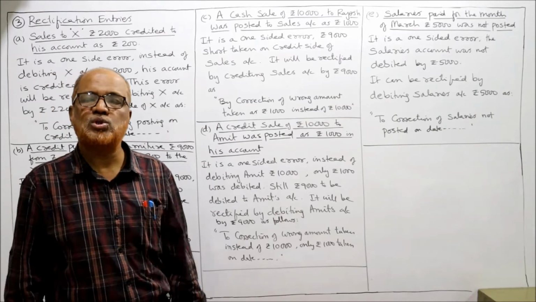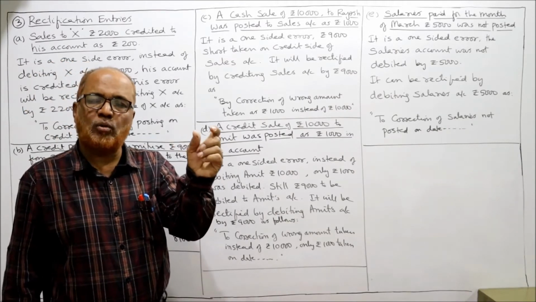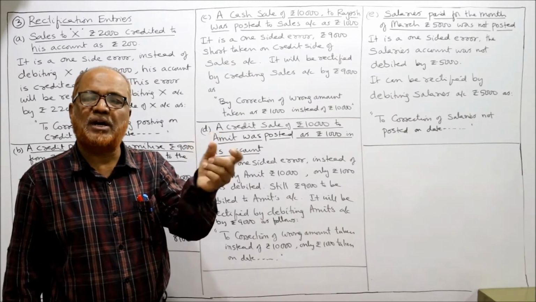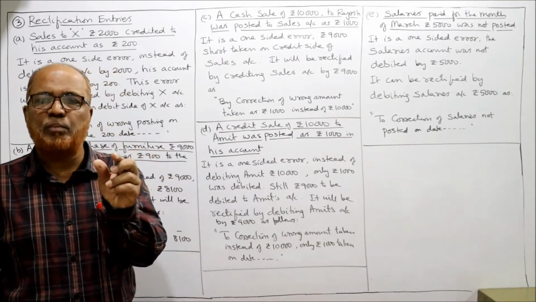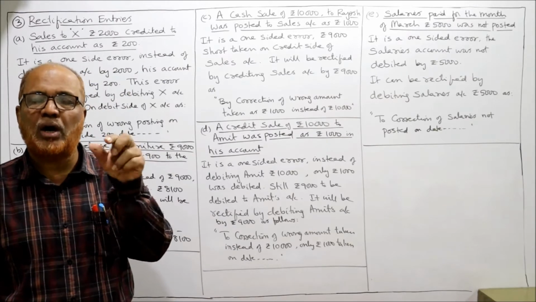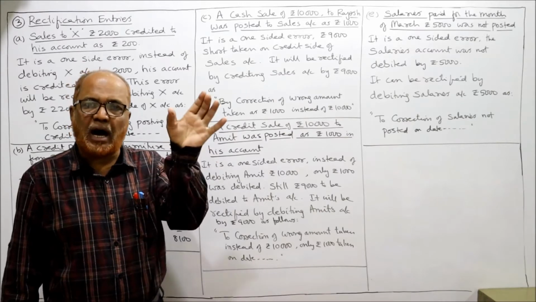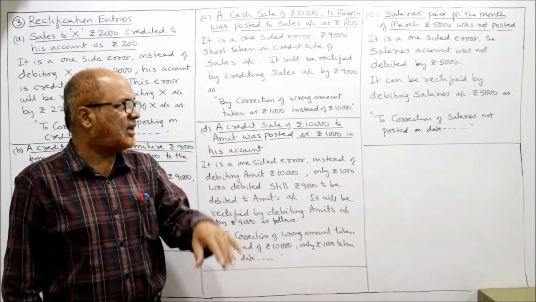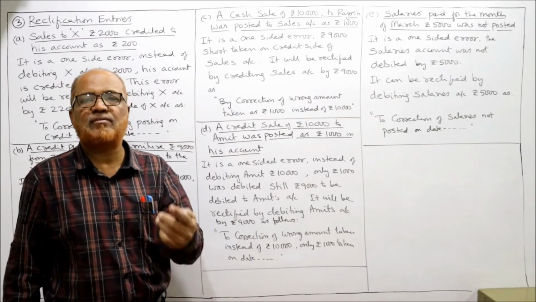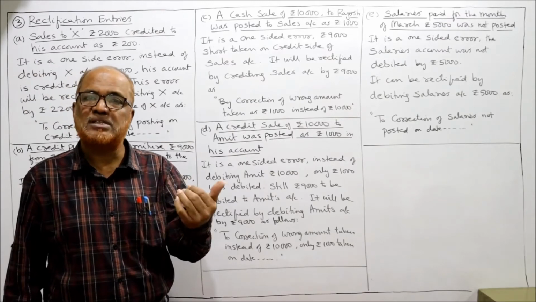Actually, we sold the goods for 10,000. So we have to take 10,000 rupees to Amit's account, debit side. But instead of 10,000, we have taken only 1,000. So 9,000 rupees we have to debit to Amit's account. Only a one-sided error. Only in Amit's account there is an error. Debit side we should have taken 10,000, but by mistake we have taken 1,000. So 9,000 rupees short we have taken on Amit's account debit side.